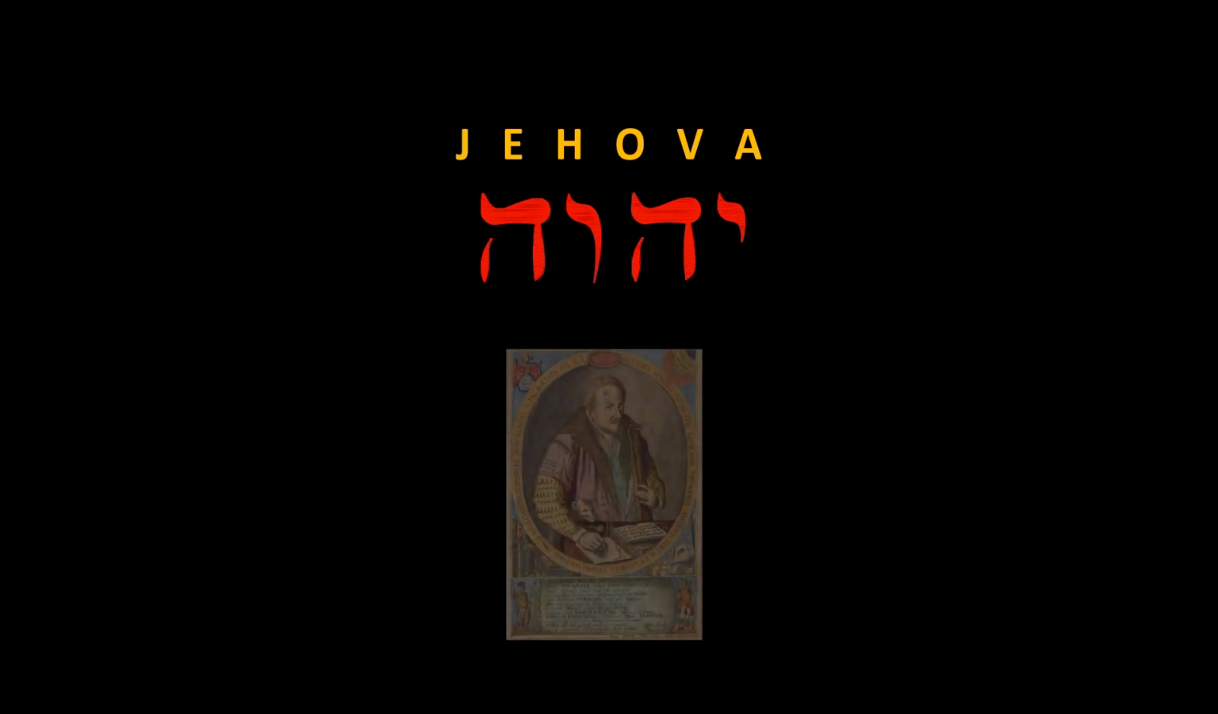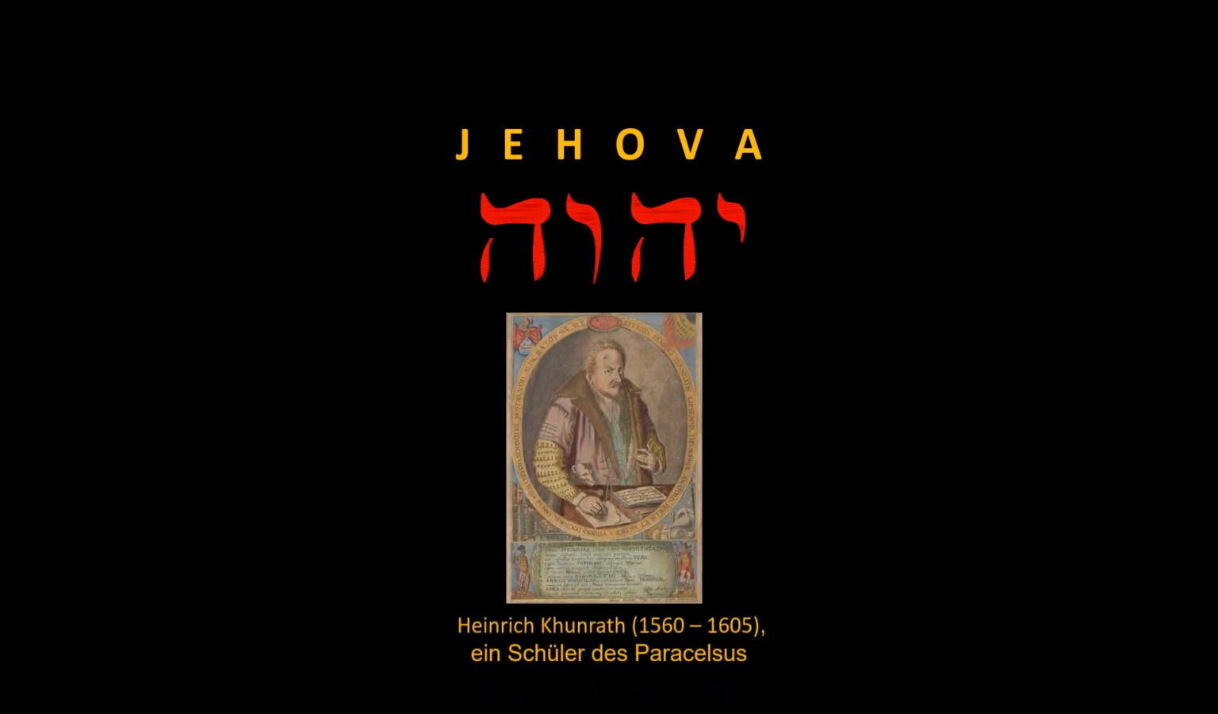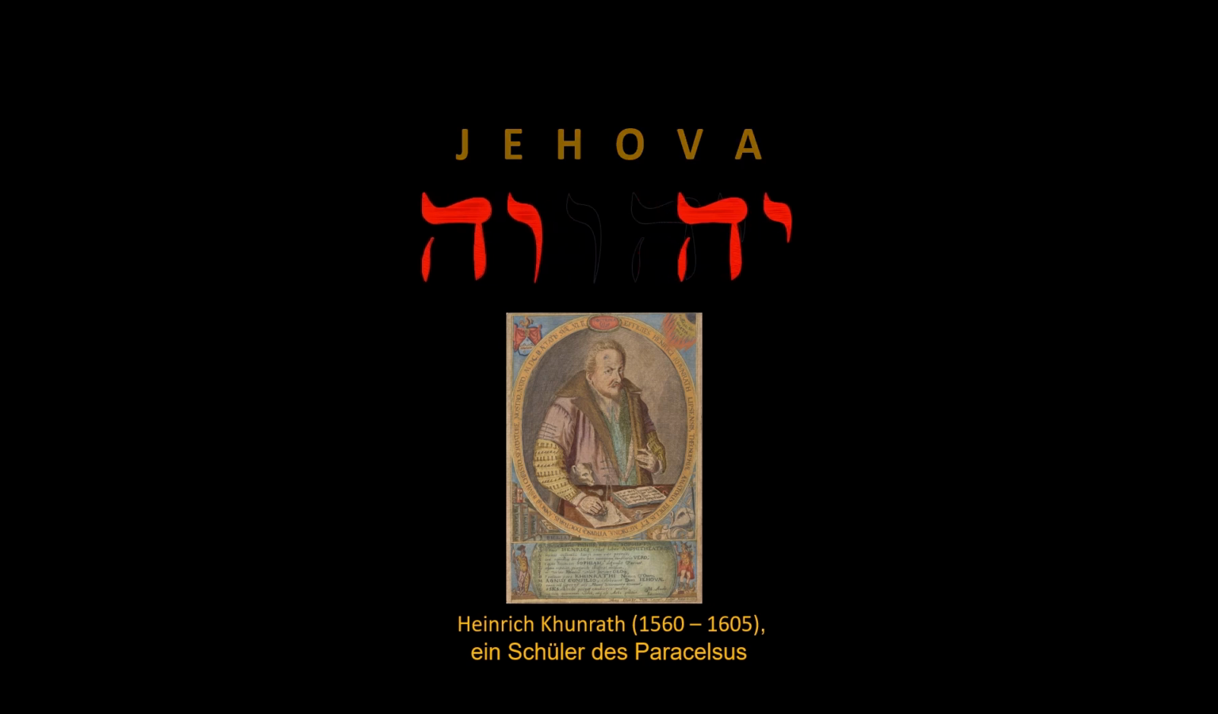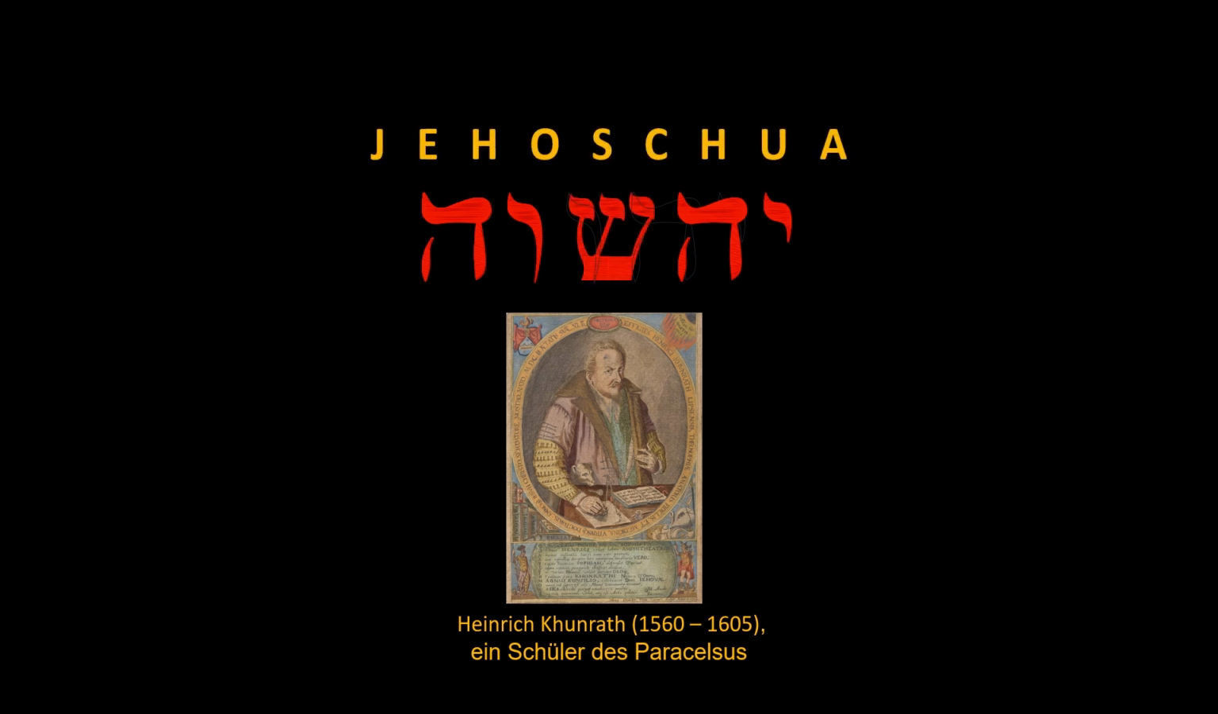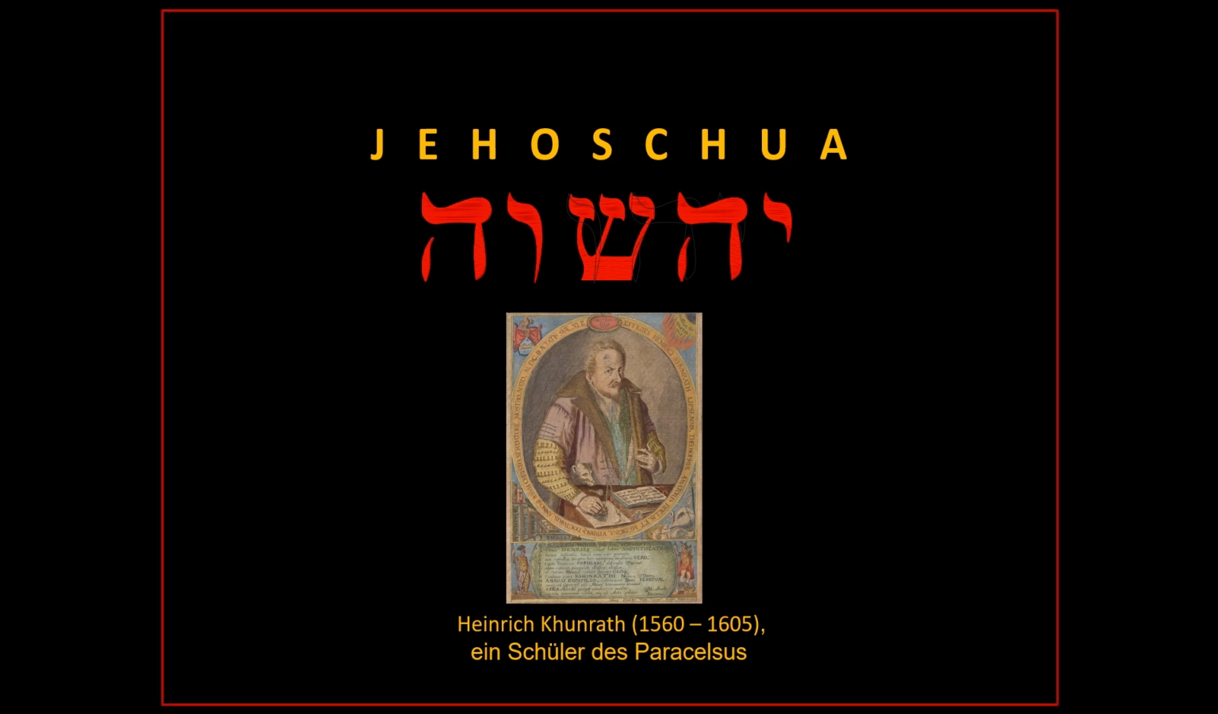In the Christian Kabbalah of Heinrich Conrath, who lived from 1560 to 1605 and was a student of Paracelsus, the name of Jesus is formed with 5 letters, Yod, He, Shin, Vav, He. The letter Shin, representing the fire of life, is placed in the middle of the divine name Jehovah. Hebrew is written without vowels, and therefore it is now pronounced Yehoshua, Jesus. Thus, Jehovah becomes Yehoshua by placing the letter Shin in the middle of the word Jehovah.